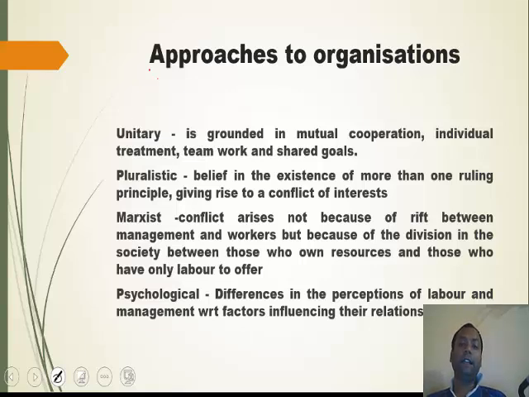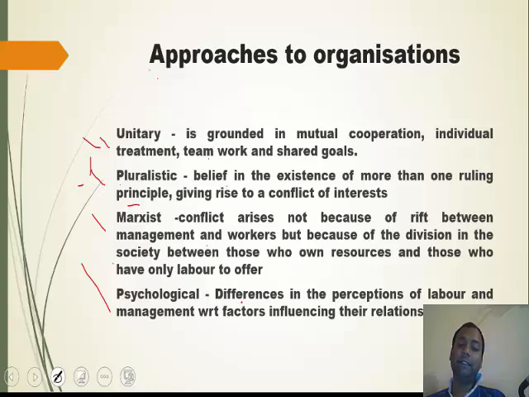Now, approaches to organizations. It may be unitary, pluralistic, Marxist, or psychological, based on different definitions. Unitary is grounded in mutual cooperation, individual treatment, teamwork, and shared goals. Pluralistic is belief in the existence of more than one ruling principle, giving rise to a conflict of interest. Marxist: conflict arises not because of a rift between management and workers, but because of the division in society between those who own resources and those who have only labor to offer.